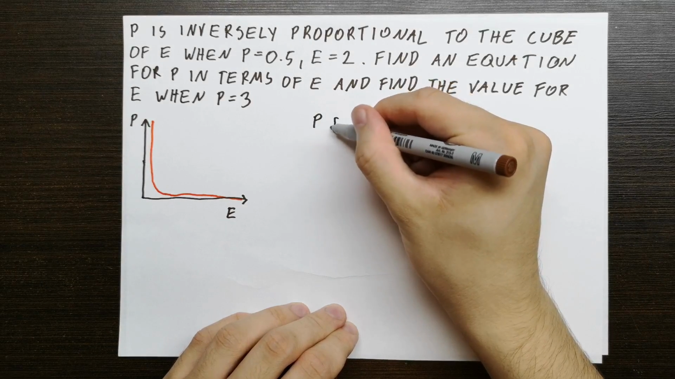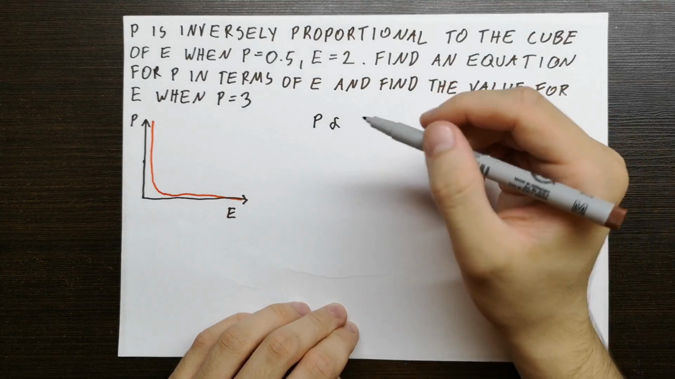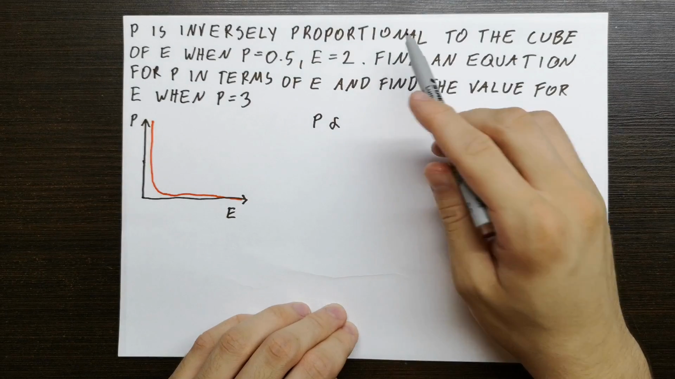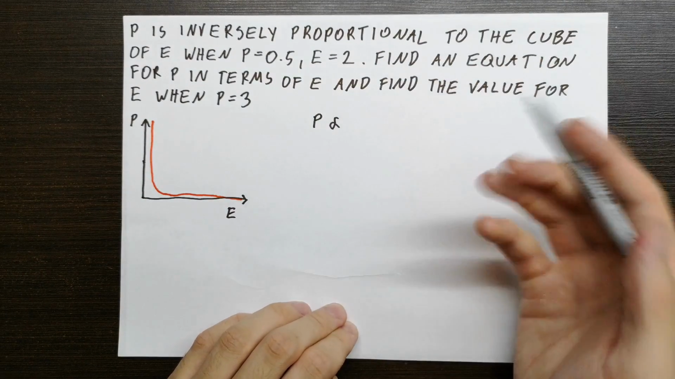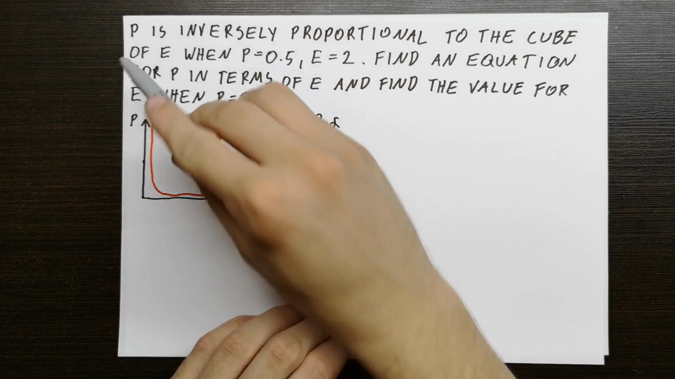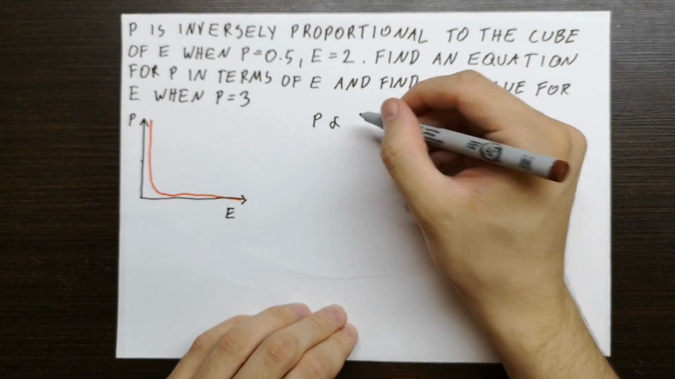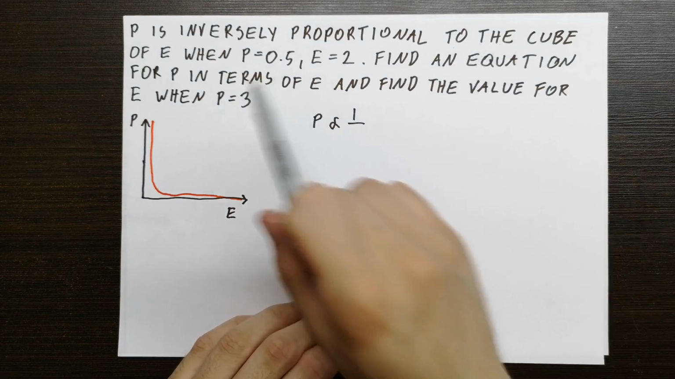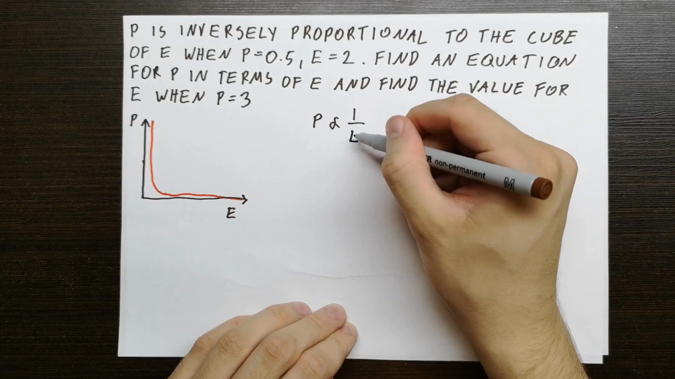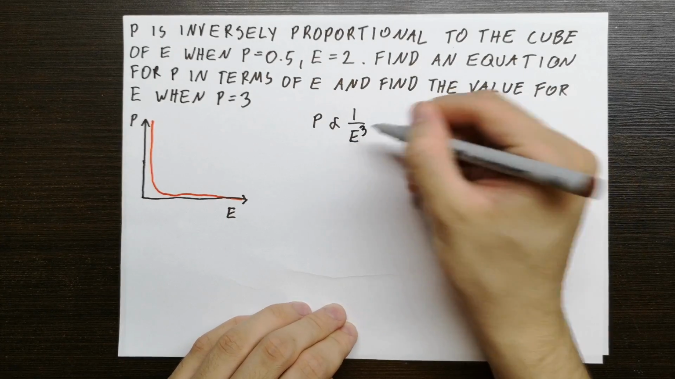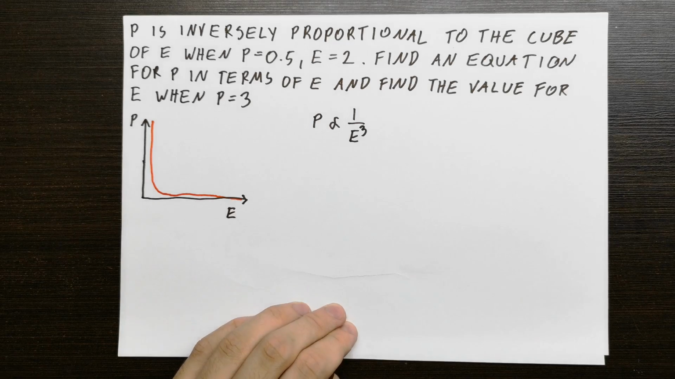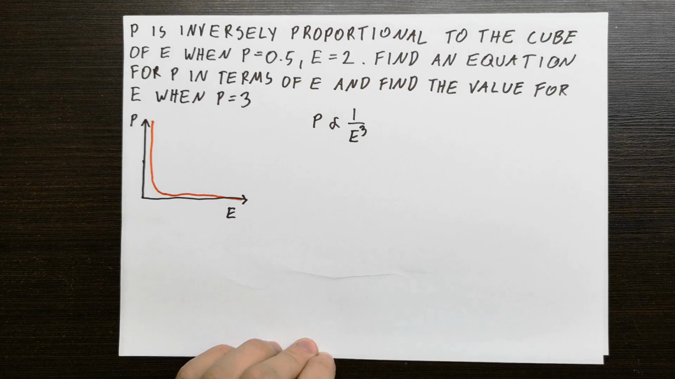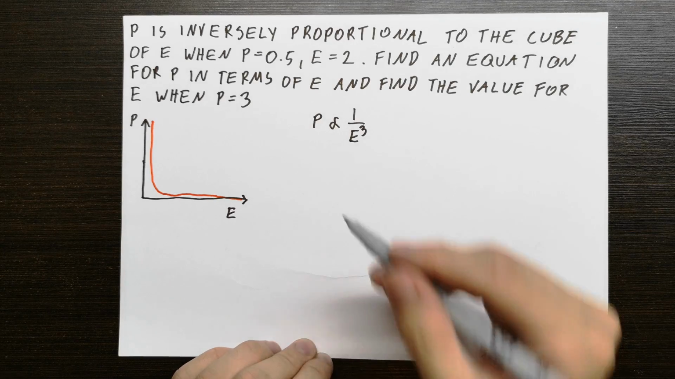P followed by the proportionality sign as always, and then it tells us that P is inversely proportional. I'm just telling you how to read these questions if you ever get confused by them. So P is inversely proportional, so we are doing 1 over the cube of E. So we are doing 1 over E, but because it is to the cube, we are cubing that E. So that's the proportionality.